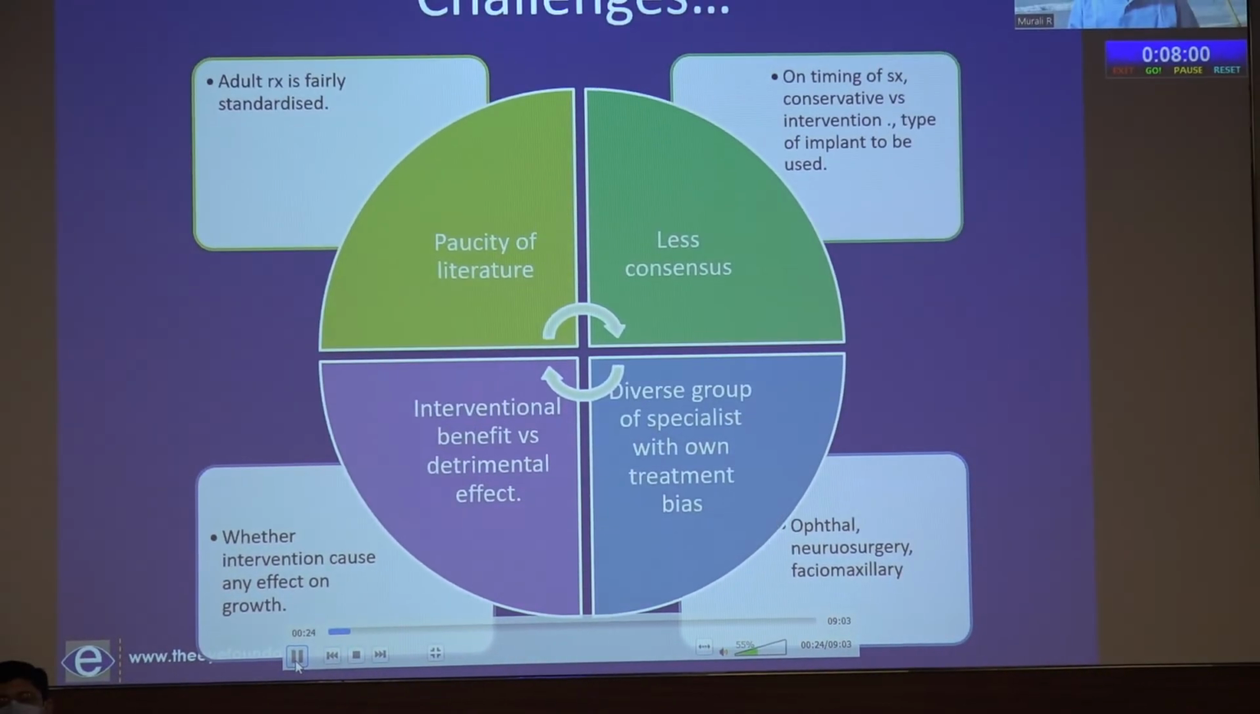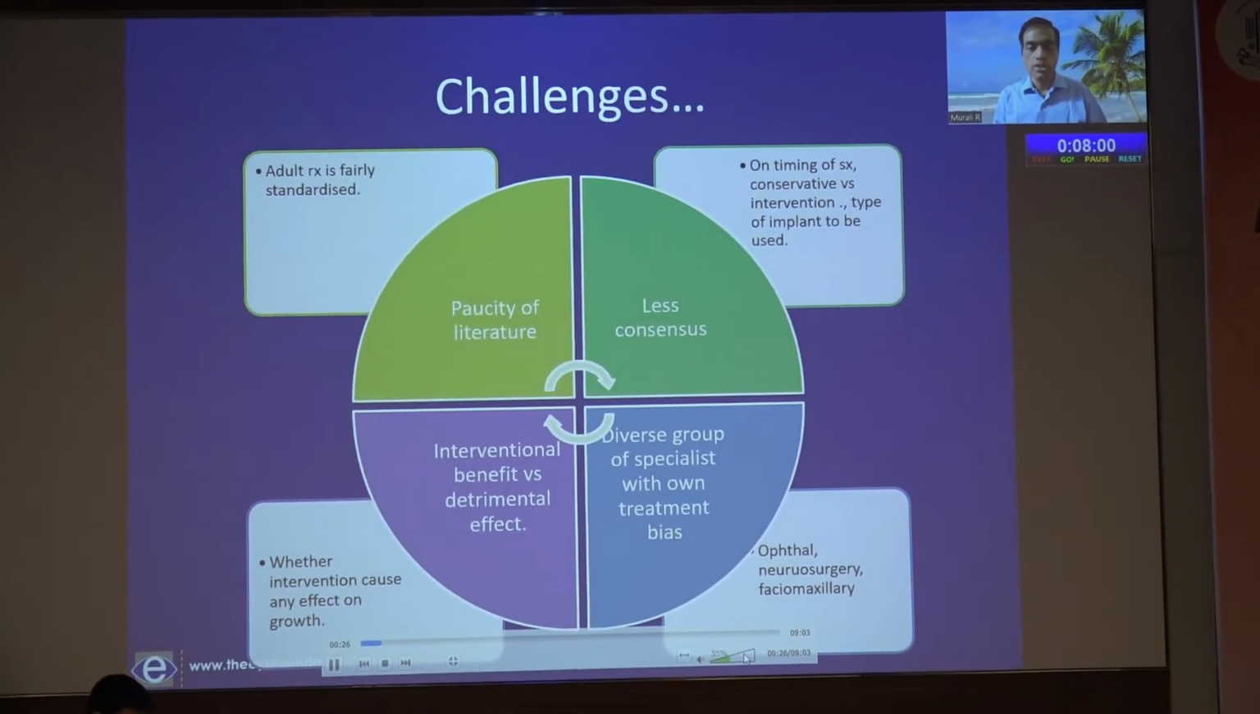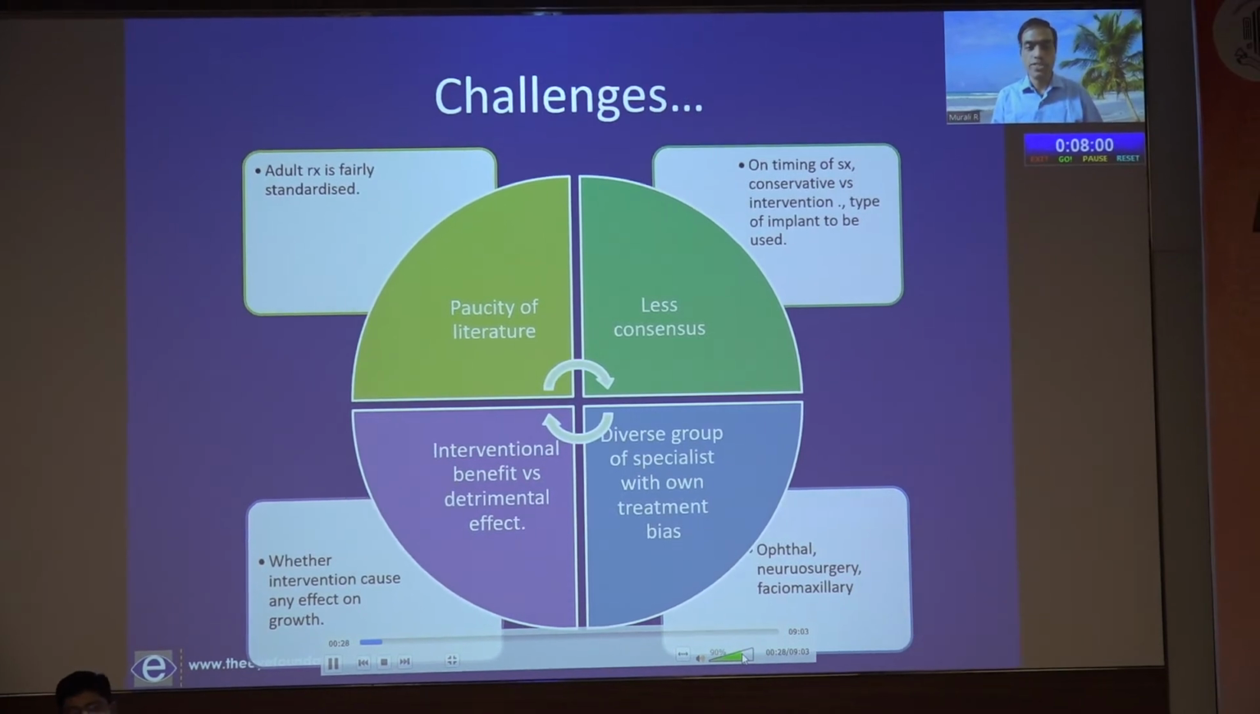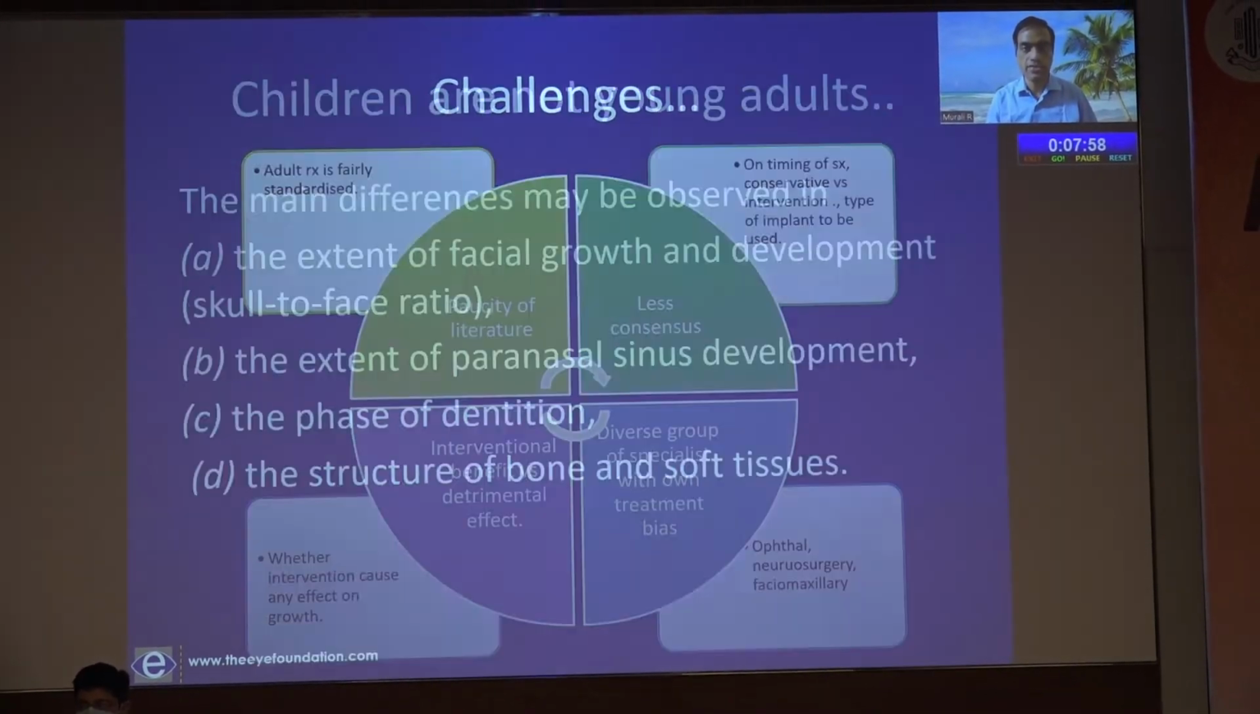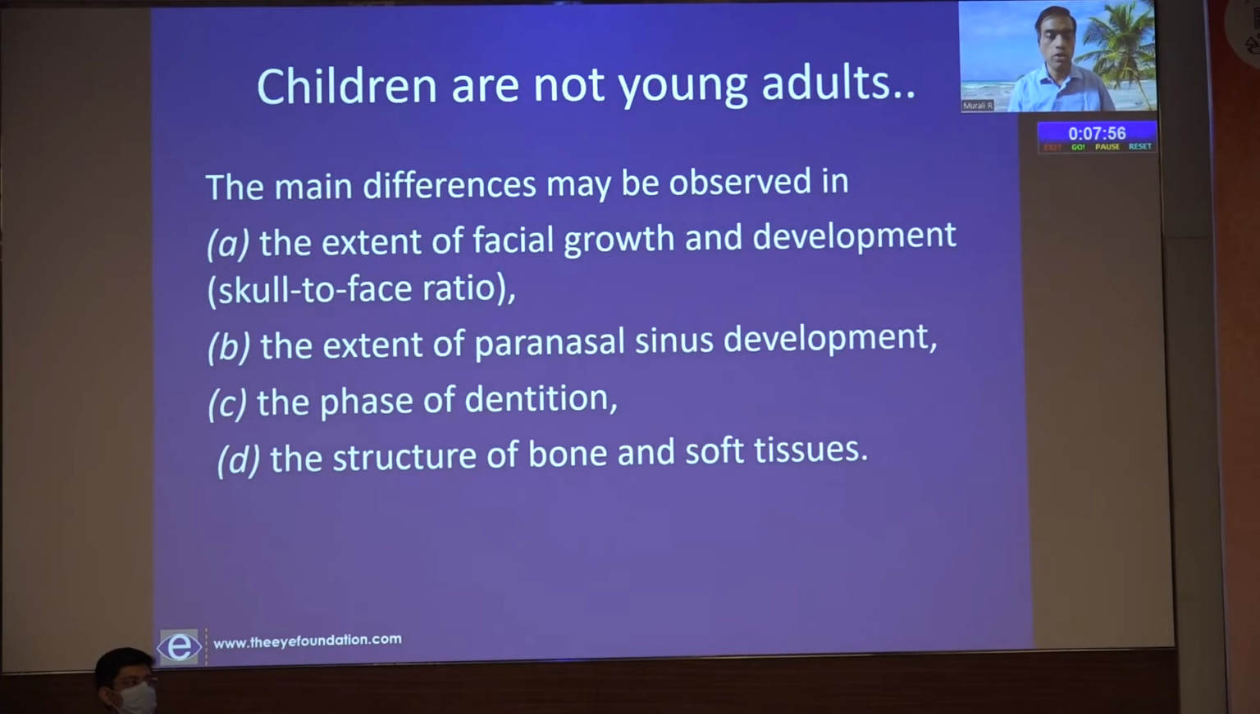So as we all know, pediatric orbital trauma is a diverse clinical condition with an age-specific clinical presentation. So there are many challenges in the management of pediatric blowout fracture. The treatment of adult blowout fractures is fairly standardized, but in children there is paucity of literature and less consensus as to the management. Children are not young adults.